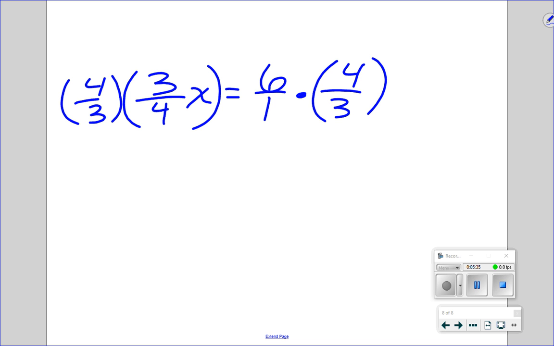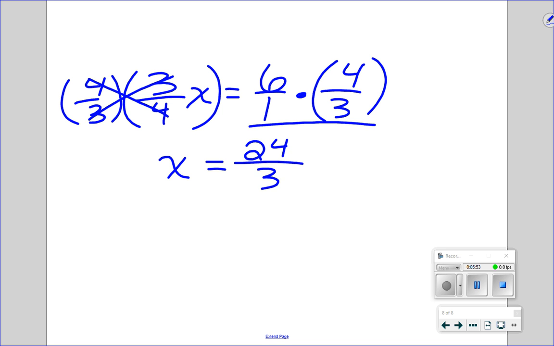And if you have a whole number, write it as over 1, because when we're multiplying fractions or dividing fractions, we want to see that as over 1. Over on this side, we can cross cancel all those 3's and 4's, so I'm left with just an x. And over on this side, I'm going to multiply straight across. So 6 times 4 gives me the numerator. 1 times 3 gives me the denominator. 24/3 is just 8.